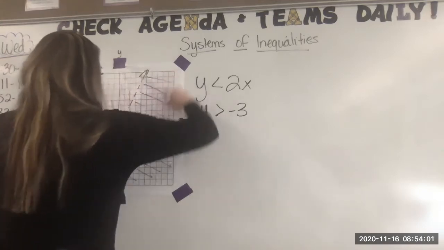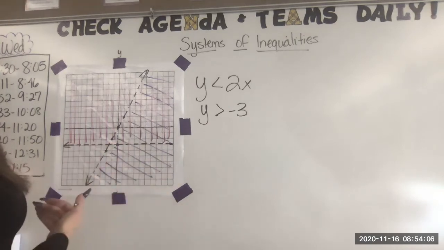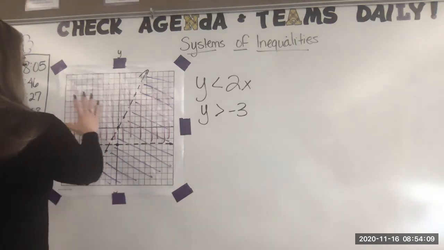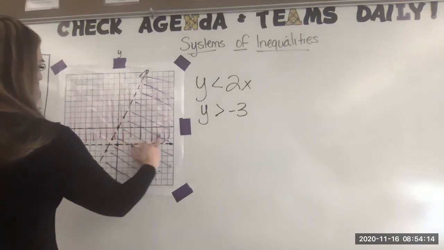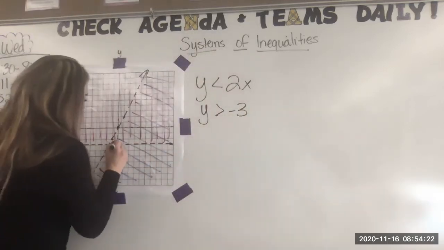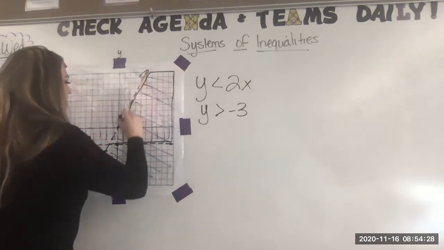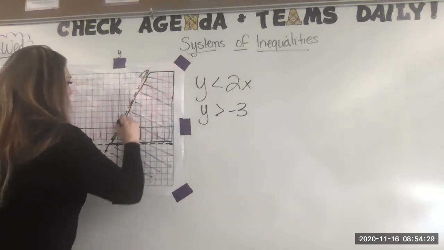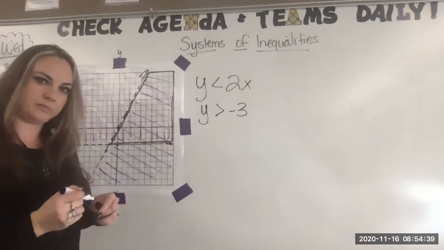to show this. Now looking at this, there's one section that overlaps. Here we just have the pink, but as soon as we got to this general section here, it began to overlap. So then what I might do is just outline this area or shade it in darker or both to really make it clear that this is my solution to these inequalities.